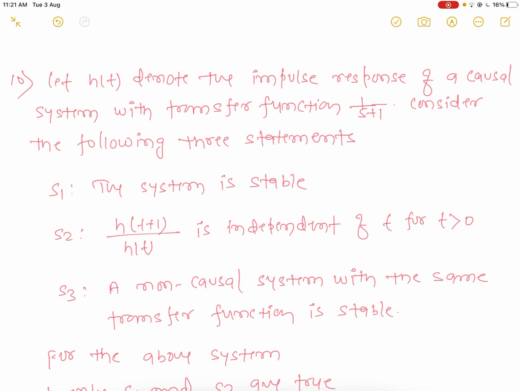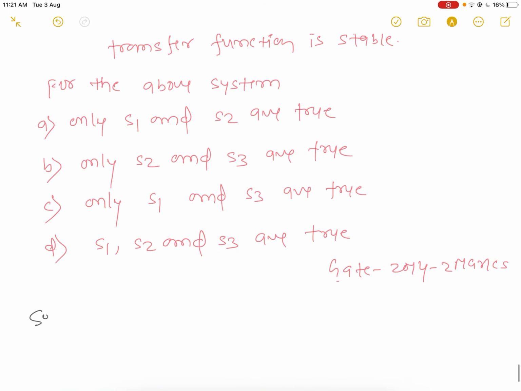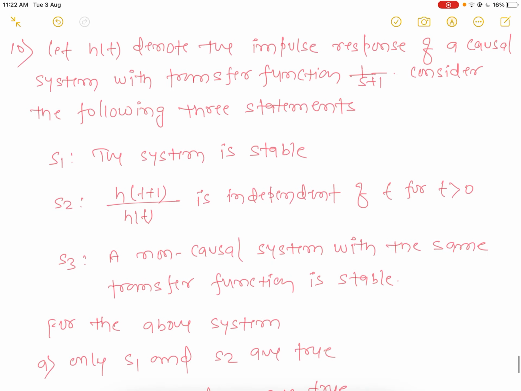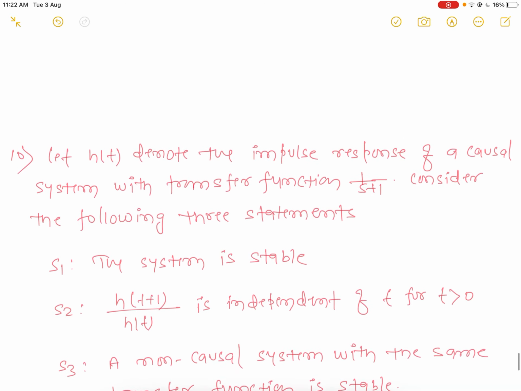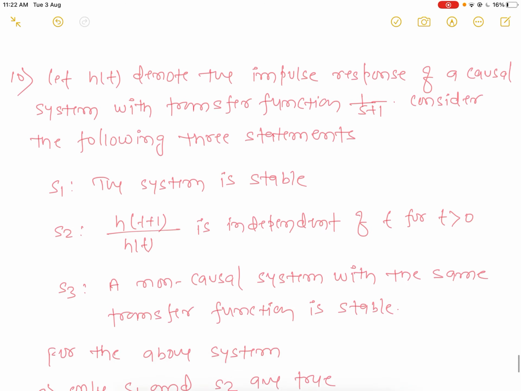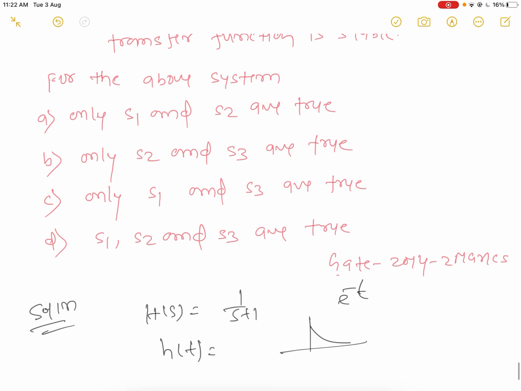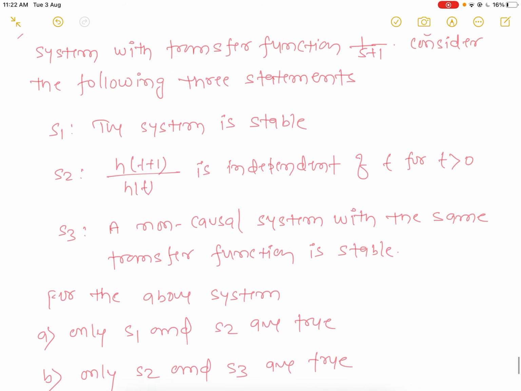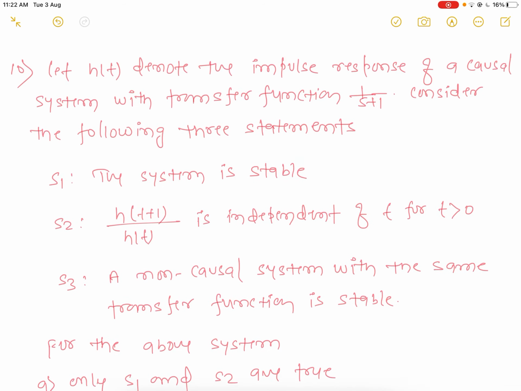Okay, so H(s) is given as 1 by s plus 1. So h(t) will be e to the power minus t. Then we have to find out whether the system is stable. Yes, the system will be stable because as t tends to infinity we are getting a finite value. Now, h(t plus 1) upon h(t) is independent of t.